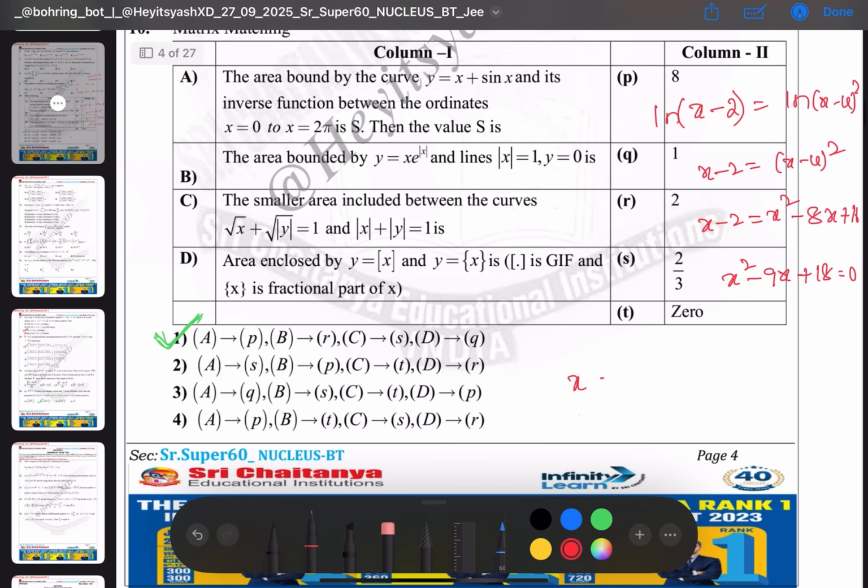So what will be x? X is equal to minus b plus or minus root of b square minus 4ac by 2a. 18 fours are 72. 81 minus 72 is 9. So x is equal to 9 plus or minus 3 by 2, sorry, this is 9 plus or minus 3 by 2. So 9 plus 3 by 2 is 6, 9 minus 3 by 2 is 3. Alright. So x is equal to 6 and 3.